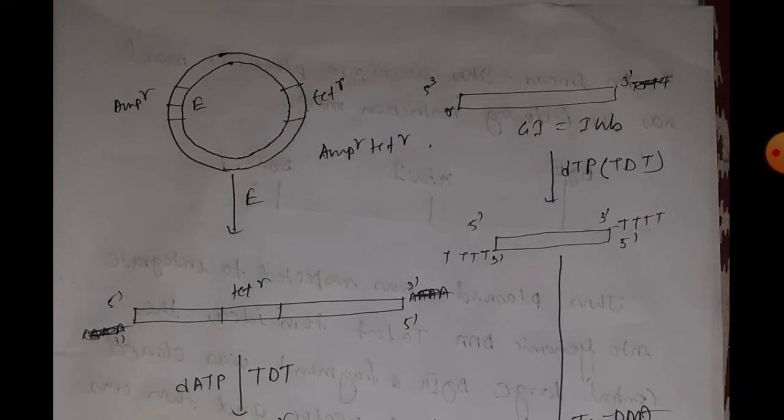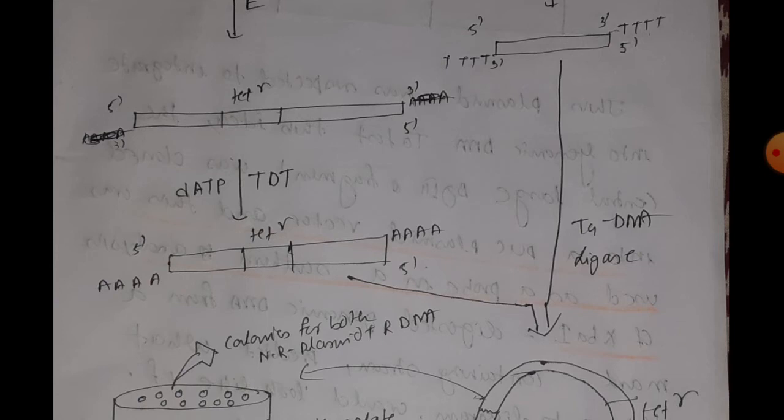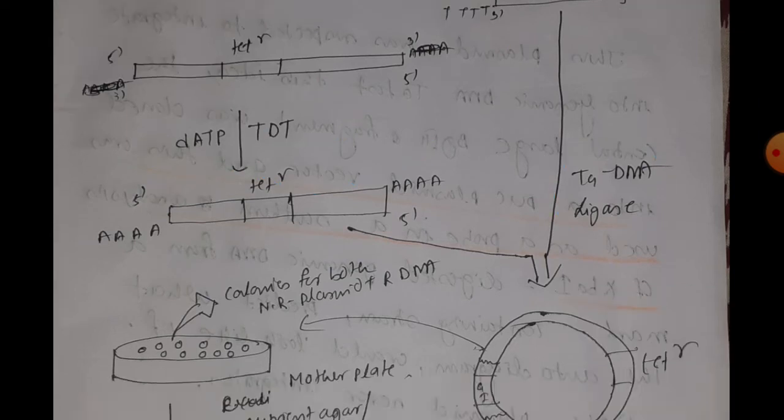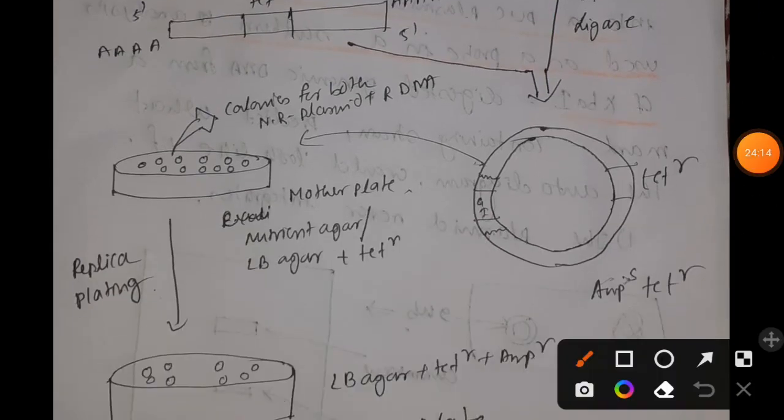Under such circumstances we will take the help of terminal deoxynucleotide transferase in the presence of dATP. If you are using dATP here, then you have to use dTTP here, the complementary one. Then by using the ligase you can simply ligate it, and you will get an ampicillin sensitive, tetracycline resistant plasmid.